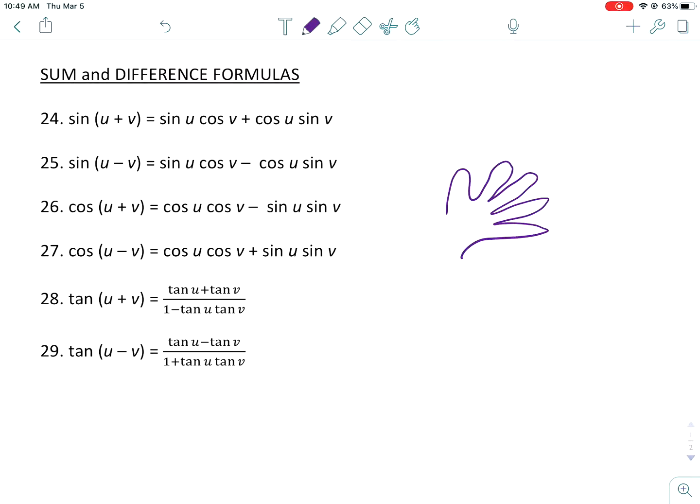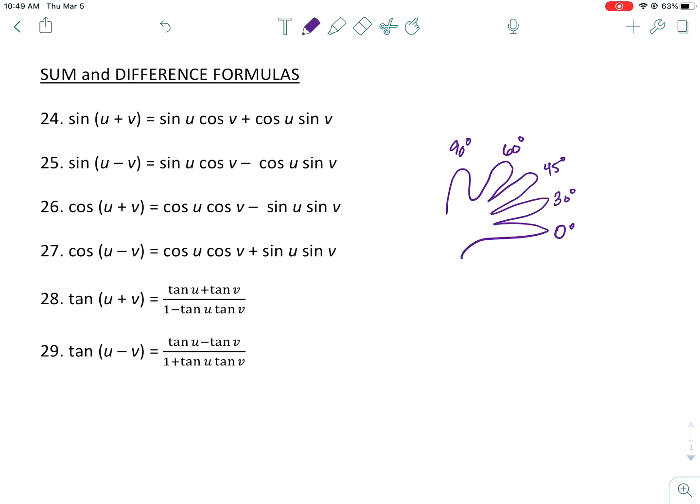So 0 radians, how many degrees is that? 0. What about pi over 6? How many degrees? 30 degrees. Pi over 4? 45 degrees. Pi over 3? 60. And pi over 2? 90.